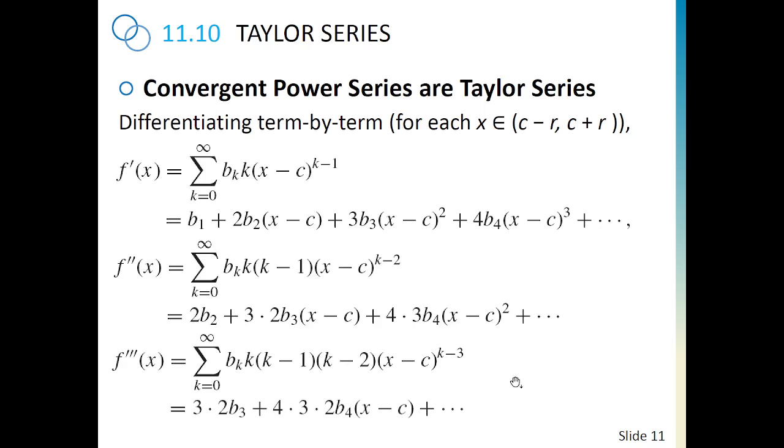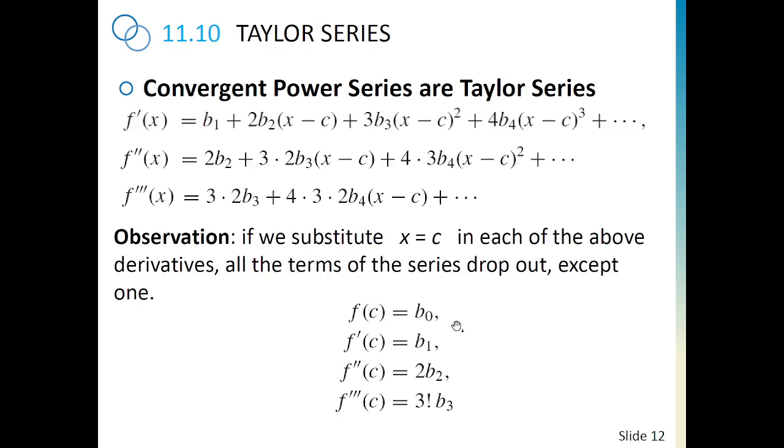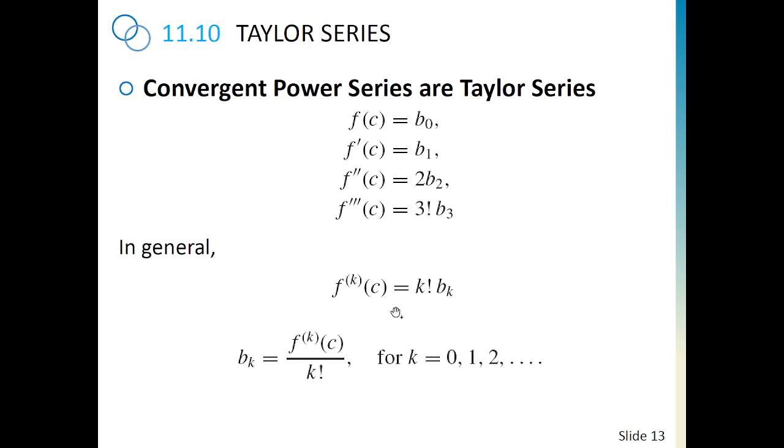So I keep differentiating and evaluating the derivatives at x equals c. That way the remaining parts will be 0, and just the first term will survive. So I will be able to find all the values for b. When I do that, I realize that something special is happening. f at c is b0, f prime at c is b1, f second derivative at c is 2b2, f third derivative is 3 times 2, that's 3 factorial, b3. So essentially I can find from there the general shape.